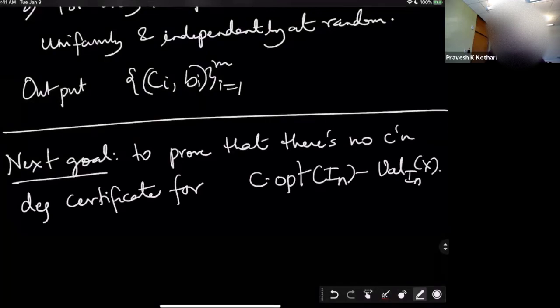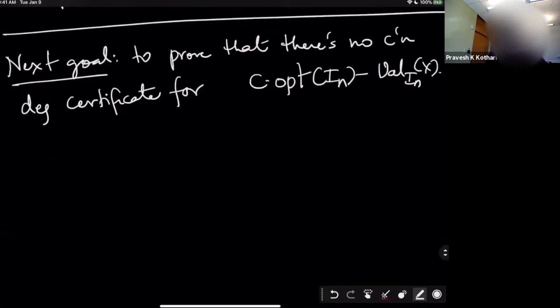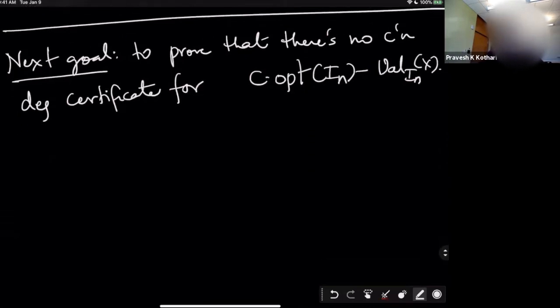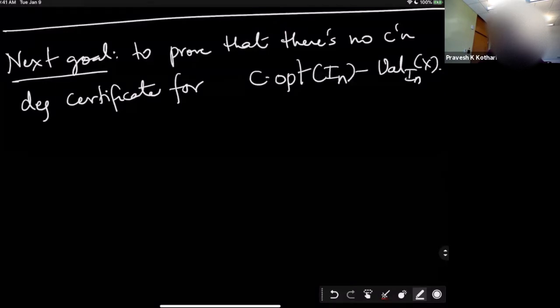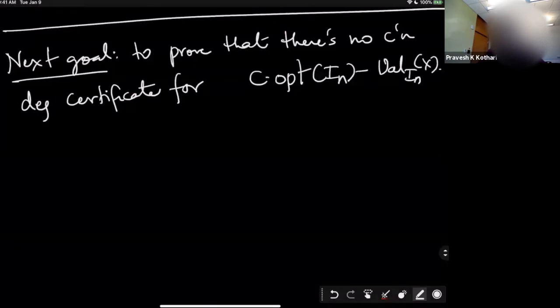So how should I prove this? Again, this is something that we saw, I guess, even in the first lecture. We have to prove the non-existence of a certain object. Usually this is kind of a hard job. You have to prove that there is no way to write the C times opt in minus val in as a sum of squares of degree at most C prime n polynomials. That's what you have to prove on the hypercube. In general, this is hard because it rules out potentially infinitely many possibilities.